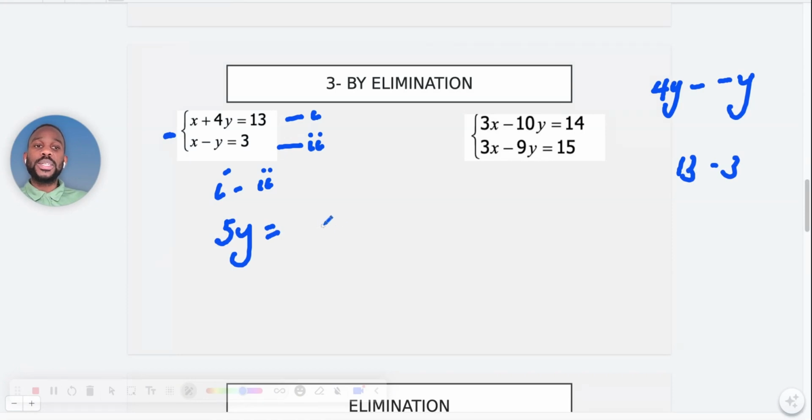So when you're subtracting, subtract like terms together. So this gives you 10. So we have 5y is equal to 10. Divide both sides of the equation by 5, and you get y being equal to 2.